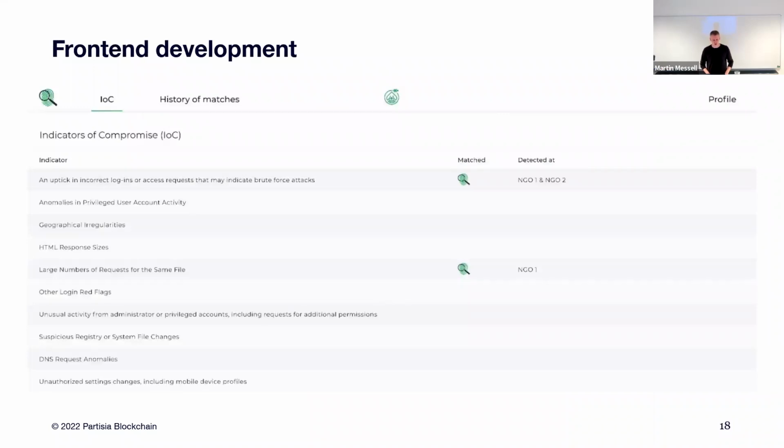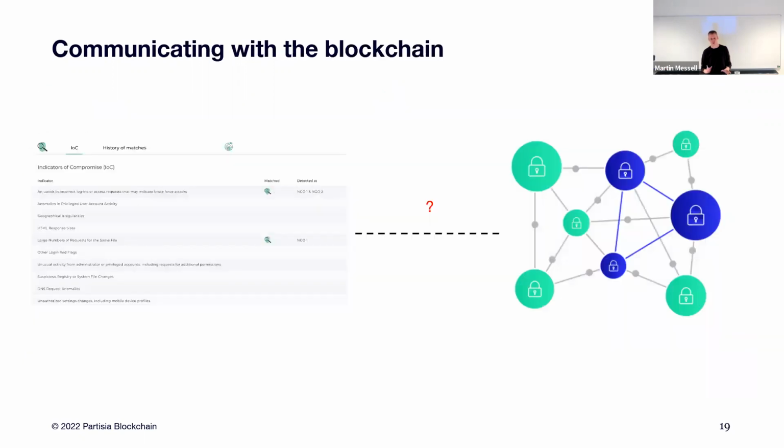Then we have some things to consider when we develop front ends. This is a screenshot of the front end for the Cyber Peace Institute application, where we can see the list of indicators of compromise of an NGO and whether they have found a match and who they have matched with. So in this case, NGO2 and 1. But how you should get this information is using the blockchain as a backend. So how do you actually do this?